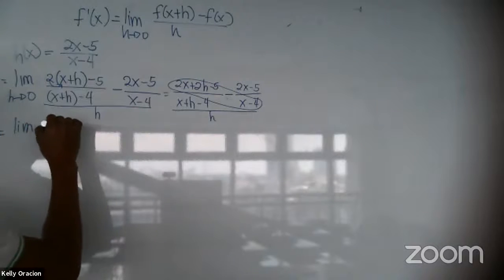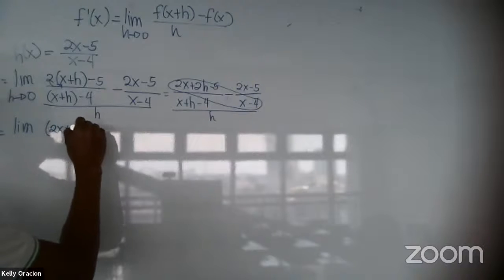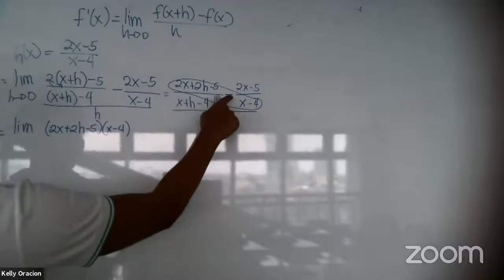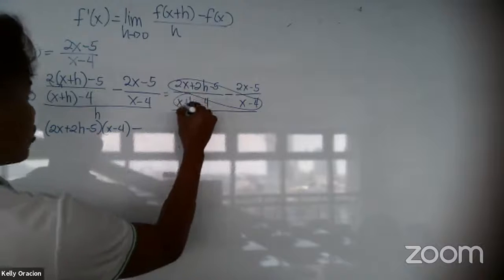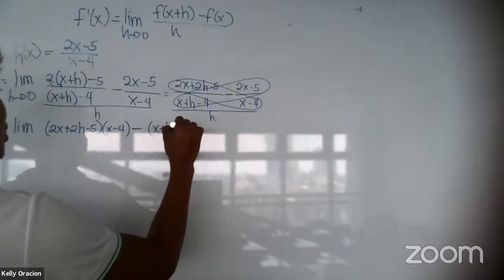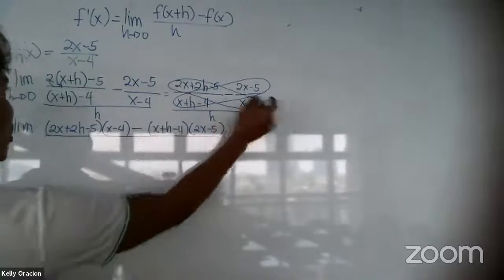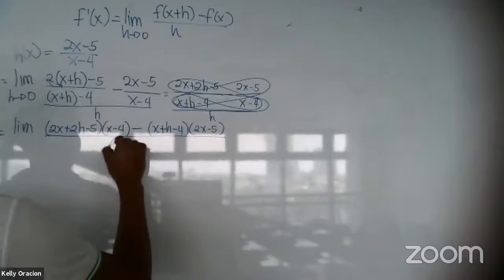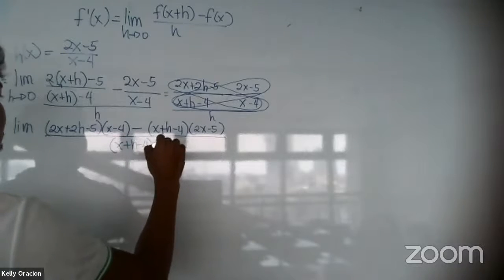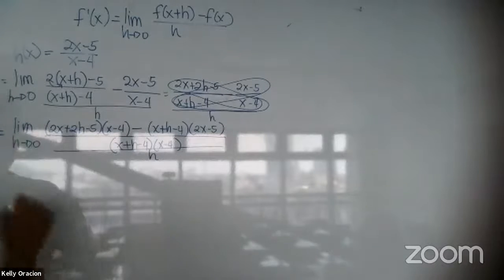So you will have 2x plus 2h minus 5 times x minus 4. You're going to multiply. Minus, so minus. Multiply also this one. That is x plus h minus 4 times 2x minus 5 over, multiply the denominators. That is x plus h minus 4 times x minus 4 all over h as h approaches 0.